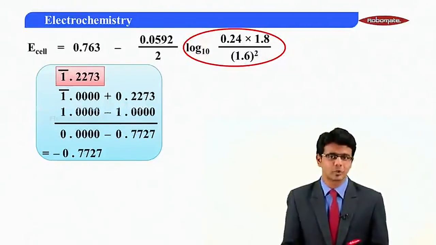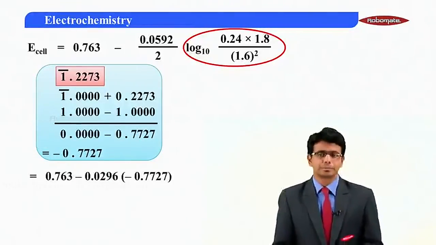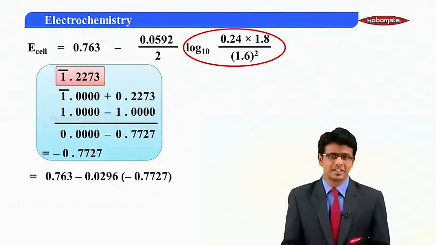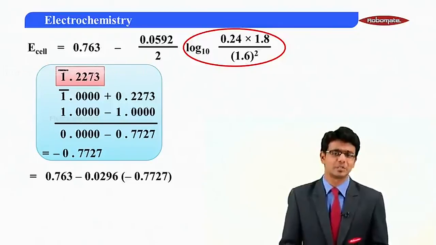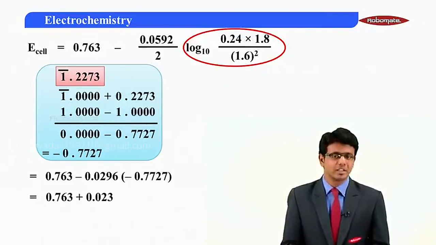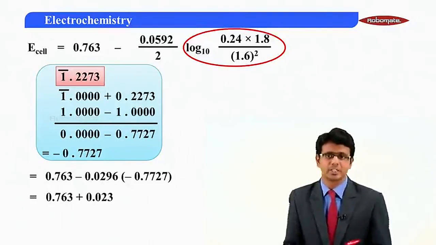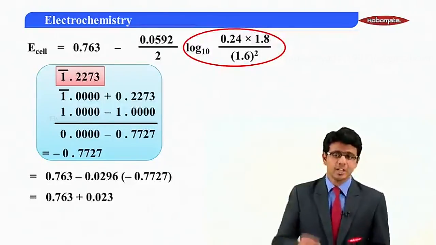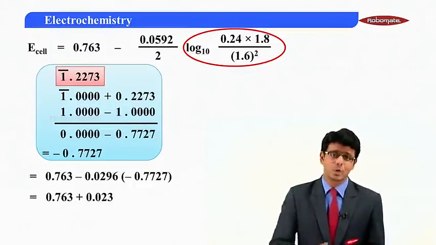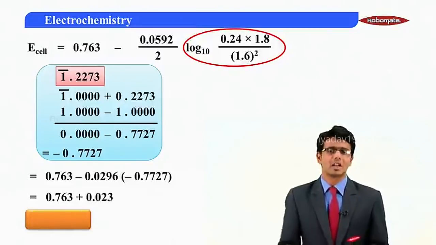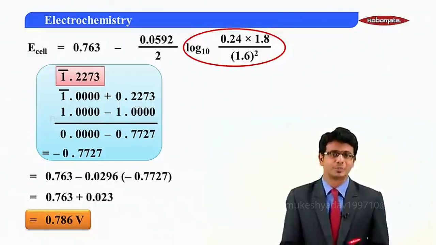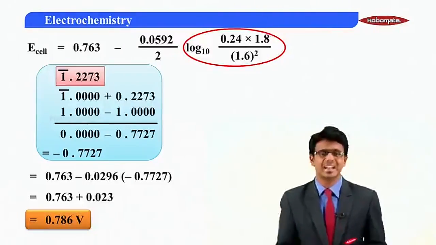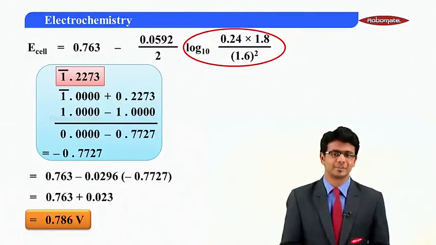So we will be simply substituting that value. Here you have 0.763 minus 0.0296 multiplied by minus 0.7727. The answer for that multiplication is 0.023. So 0.763 plus 0.023, the overall answer comes out to be 0.786 volts. So I hope, students, you have got a clear idea with respect to this particular numerical. Thank you all.